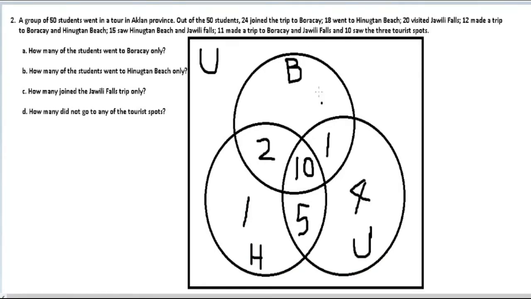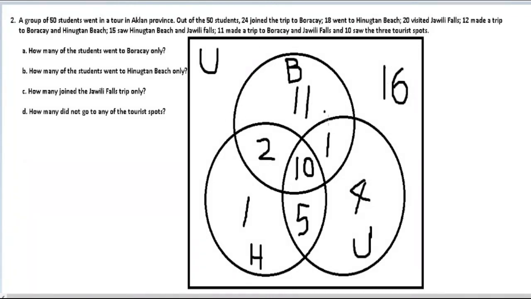24 joined the trip to Boracay. So in this circle will be the number of the students who went on the trip to Boracay. So 10 plus 1 plus 2 is 13, plus 11 is equal to 24. And out of 50 students, just add all these numbers inside our three circles and subtract that from 50. And the answer is 16. Meaning, there are 16 students who did not go to any of these three tourist spots. And that is why we write that here outside the circles.